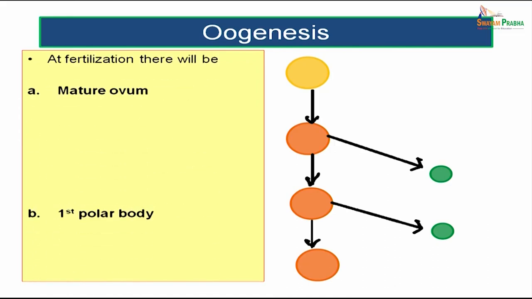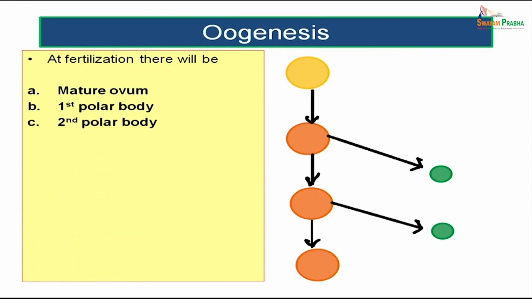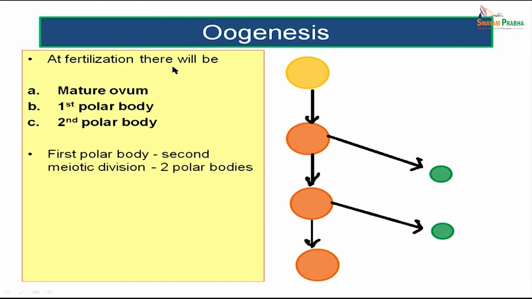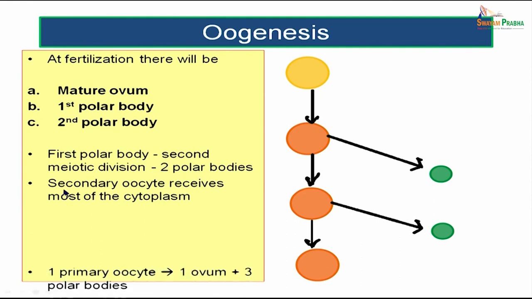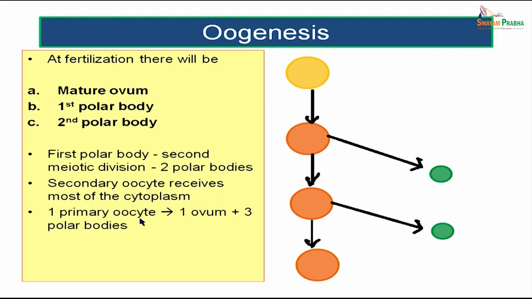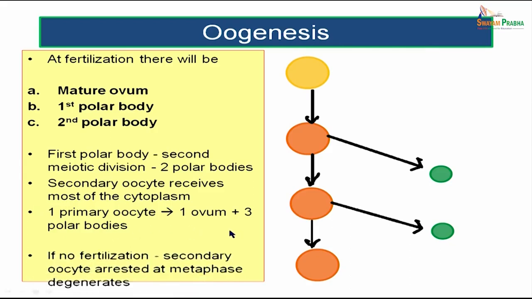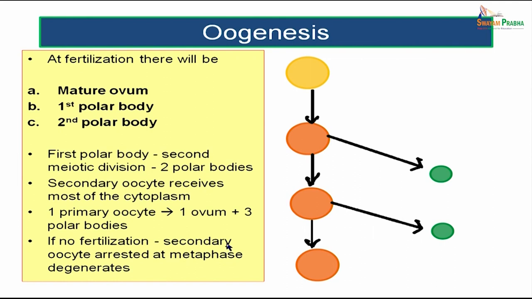At the time of fertilization, there will be a mature ovum, the first polar body and the second polar body. Sometimes this first polar body will again undergo division, giving rise to two more polar bodies. The secondary oocyte receives most of the cytoplasm from the primary oocyte. So at the end of oogenesis, there will be one ovum and three polar bodies formed from a single primary oocyte. And what will happen if there is no fertilization? The secondary oocyte, arrested at metaphase, will just degenerate without completing its second meiotic division.